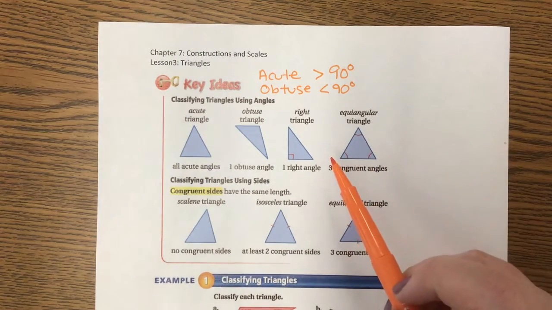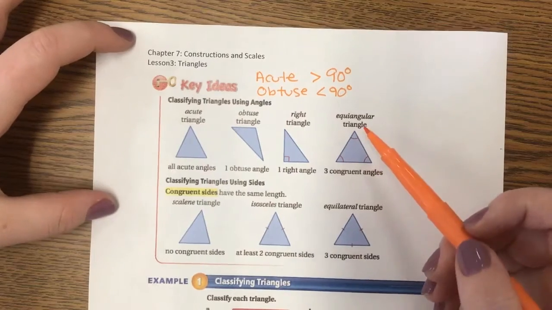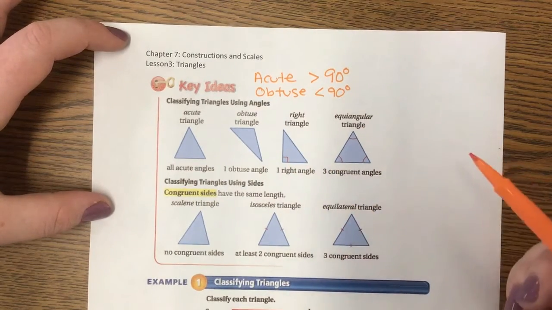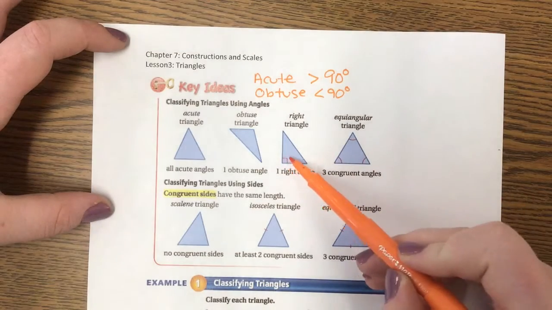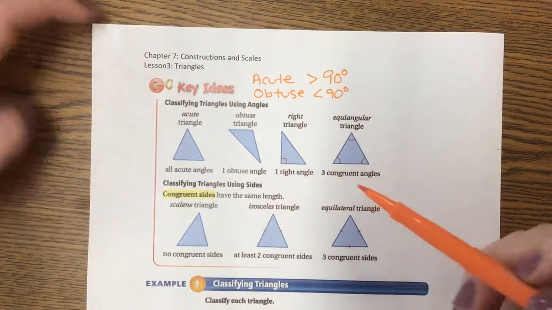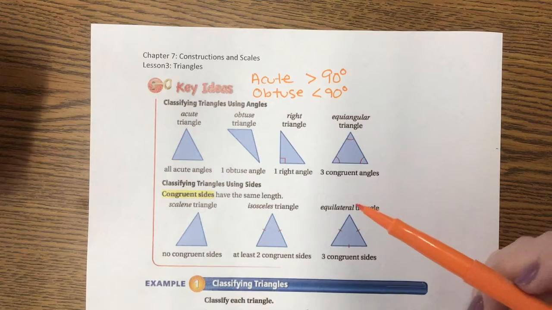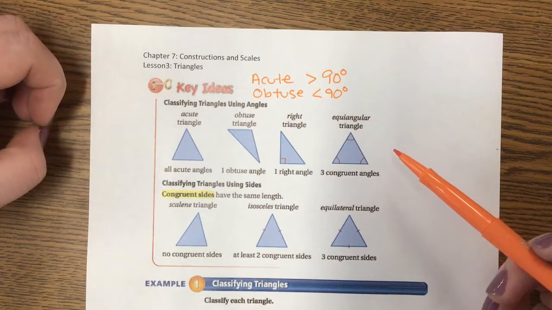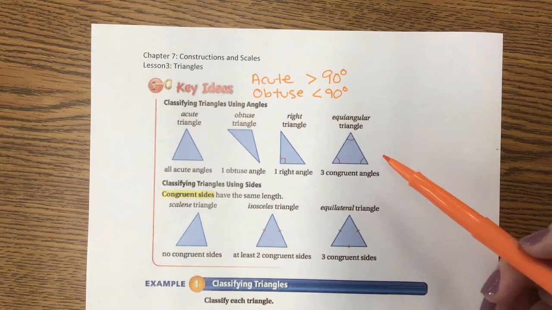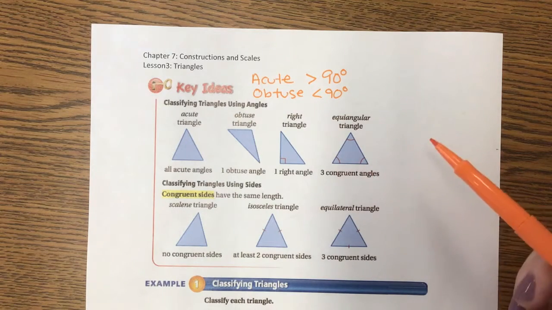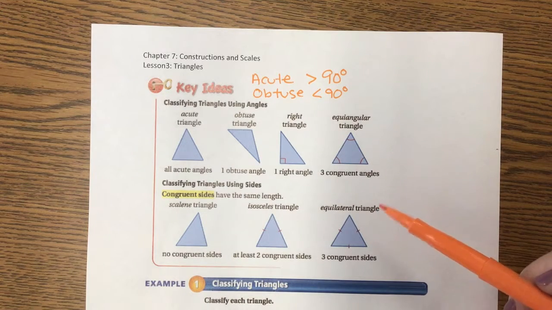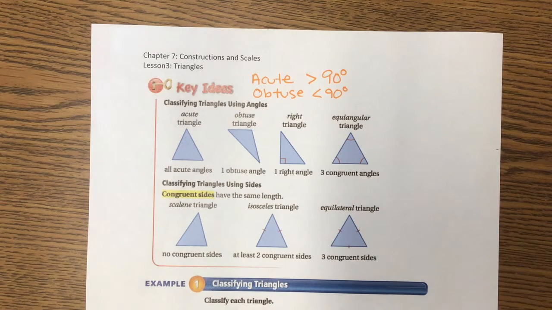Third one is a right triangle. A right triangle, as you can kind of guess, has one right angle, which again, this little square, that means 90 degrees. So whenever you see one of these little squares right here, just automatically think that's 90 degrees and we have a right triangle. Then finally we have an equiangular triangle, which means that we have three congruent angles. So every single angle is congruent here. So those are the four types of triangles using angles.